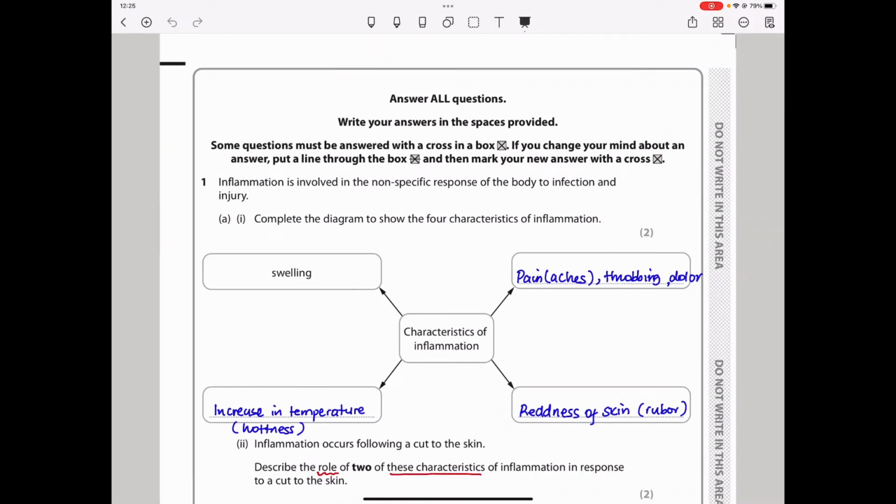Question 1 says, inflammation is involved in the non-specific response of the body to infection and injury. Complete the diagram to show the 4 characteristics of inflammation.